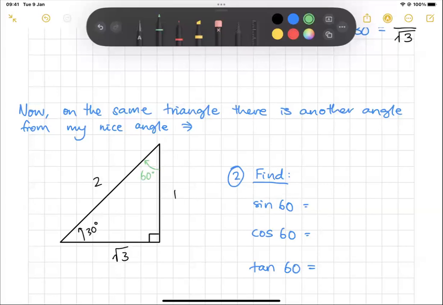Well, the angle sum of a triangle is 180, and I have a 90-degree angle here. So these two angles must equal 90. I'm just going to write it down here: 90 minus 30 degrees equals 60 degrees. All these angles added up together, the 90 degrees, the 60, and the 30, should add up to 180. Okay, let's use SOHCAHTOA then.